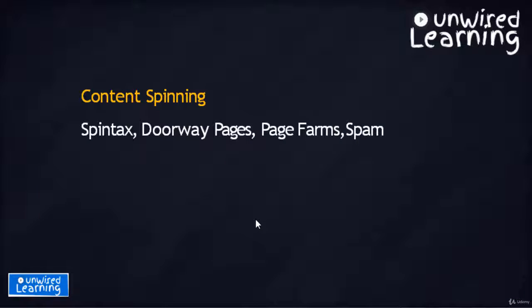Next term is content spinner. This is a black hat technique. What users do is they write good content, or they copy good content from one site, and they use a content spinner. There is an article, a blog post from a high authority site, which is quite long, 500 or 600 words. They use the content spinner on this article, and it gives us a new article. But remember, this is a black hat technique and Google doesn't suggest you use a content spinner.